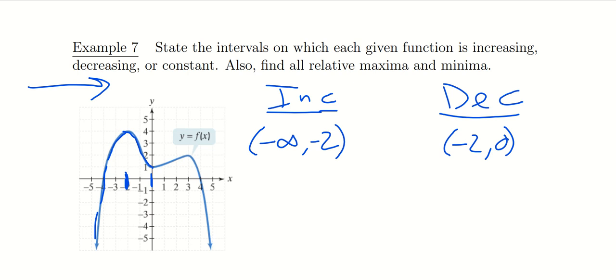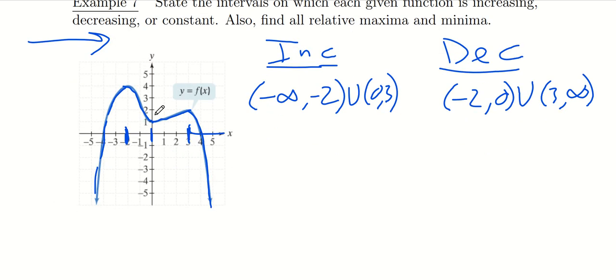We now continue to read the graph. From x equals 0, now we're initially moving up, and we continue to move up until we hit x equals 3. So it's increasing from 0 to 3. And now after 3, the graph will continue to decrease from 3 and on. So that's going to be from 3 to positive infinity. So we have our intervals of increase and decrease.